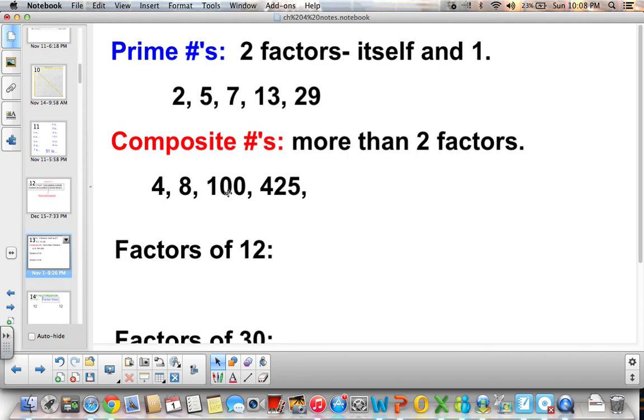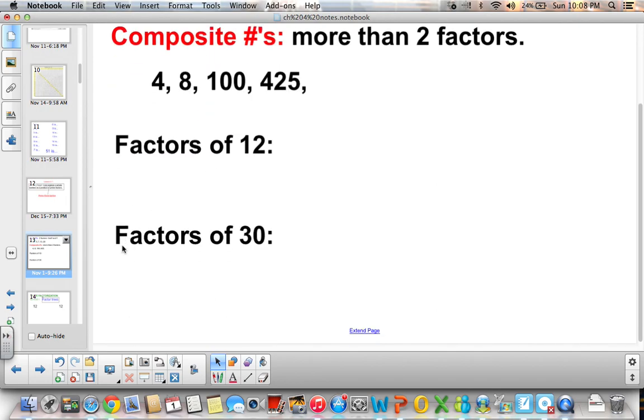Composite numbers have more than two factors. So if you look at 100, we know that it can be divided by 2 and 5 and 10 and 25 and 50 and, I forgot, 4. So lots of different numbers that it can be divided by to get whole numbers. 4 can be divided by 1 and 2 and 4.